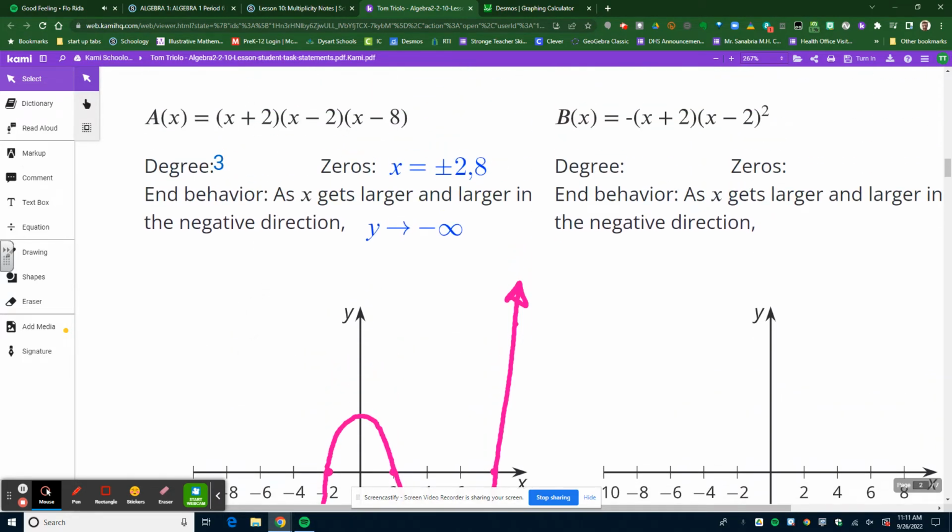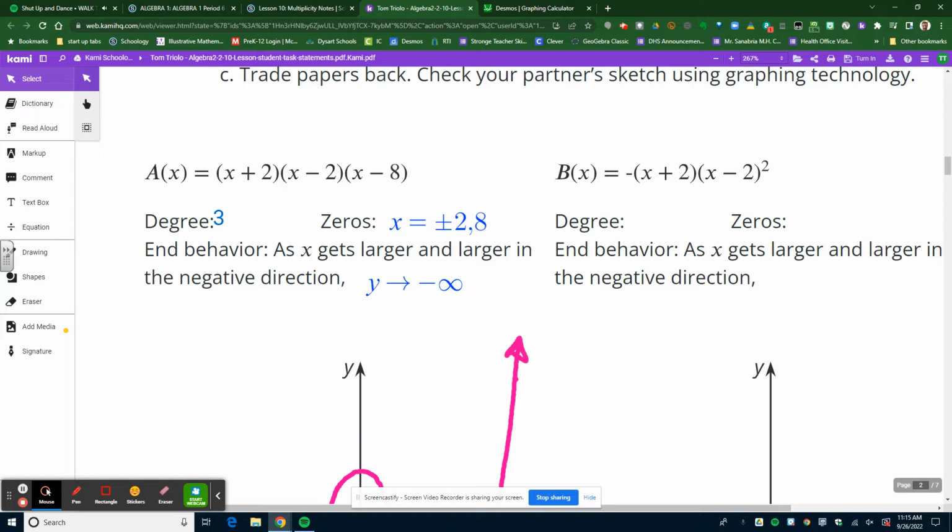Okay? So I want you to take a moment, and I'll be quite impressed if you can come up with B on your own. Okay? The degree and the zeros might not be too hard. The end behavior and the actual graph might take a little work. Think about what it looked like on the notice and wonder questions. See what you can do on your own.